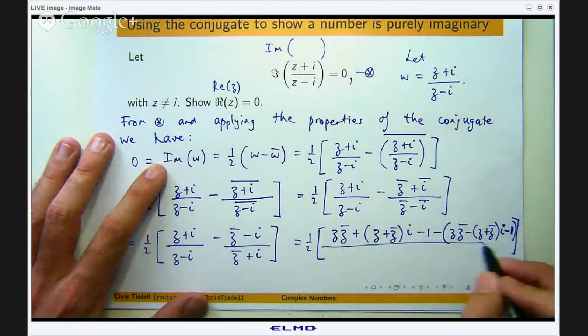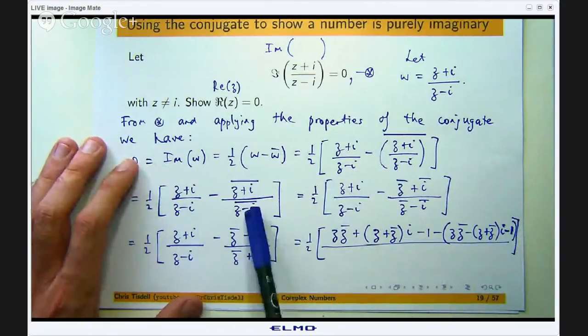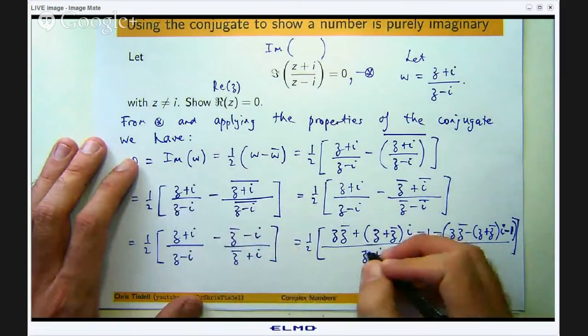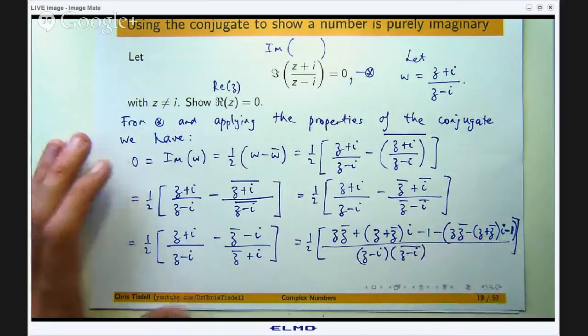Okay, and it's going to be all over this times this. Now, I could work that out, but actually what I'm going to do is just keep it as Z minus I times the conjugate of that, because then I know for sure that that's a real number.